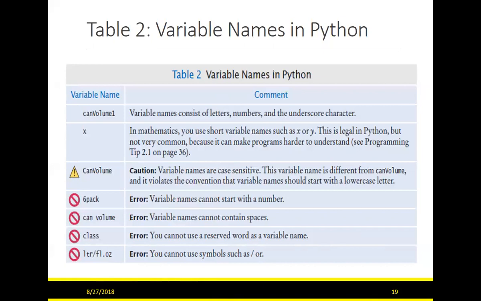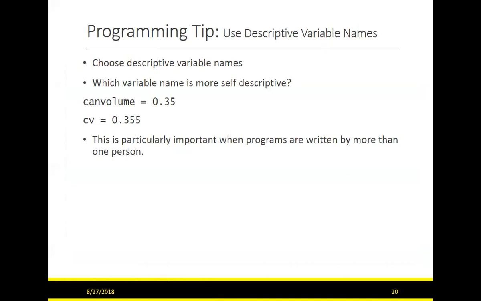All right, number 6, it cannot start with numbers. Can volume has a space. Class is a reserved word. You can't use the slash symbol there, with a period. Okay. Just some examples of variable names.